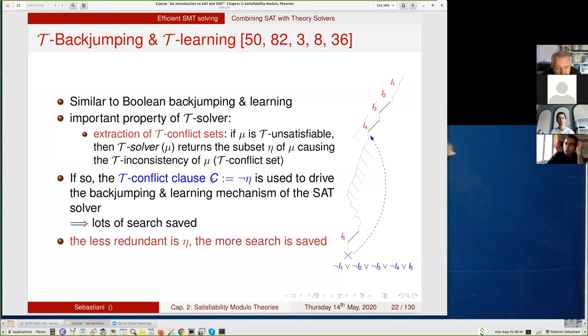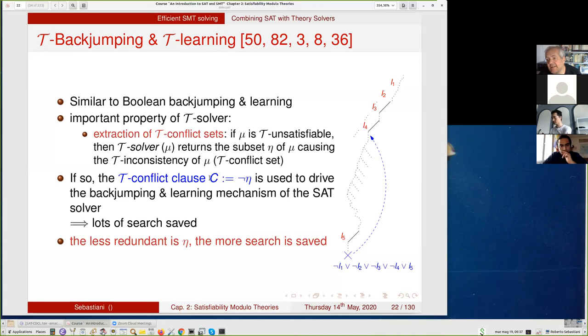Then what you do is learn its negation as a conflict clause. So you pretend that the negation of this conflict set is a conflict clause, and you use it to drive the backjumping and learning mechanism of the SAT solver as if it were a conflict clause in SAT. One first important remark: not eta, so eta is inconsistent in the theory, okay? This means that its negation is valid in the theory, okay?